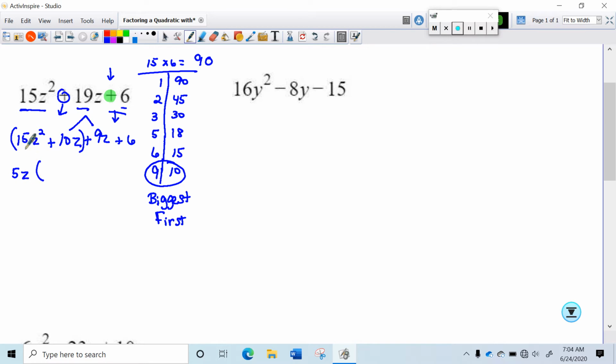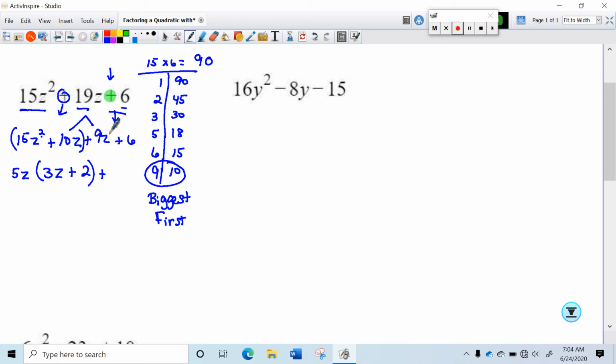So let's go ahead and do that. 15 divided by 5 is 3. I have two z's. I took one out, so that's one left, plus sign. 10 divided by 5 is 2, and I have a z here, but I took it out, so that's the end of that. You bring down the sign that's after the parentheses.